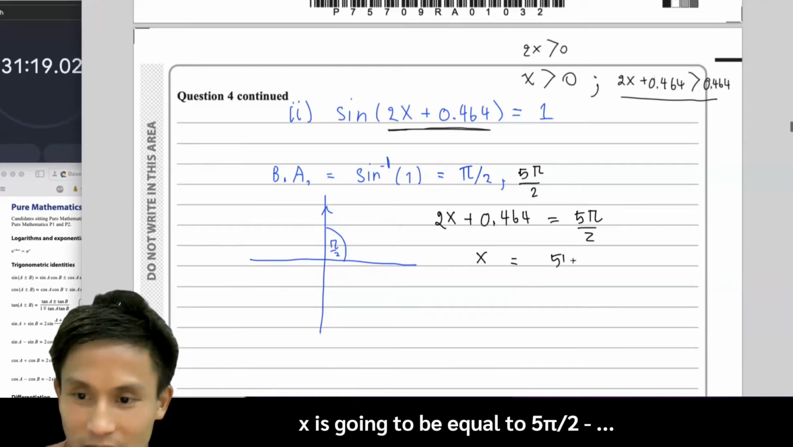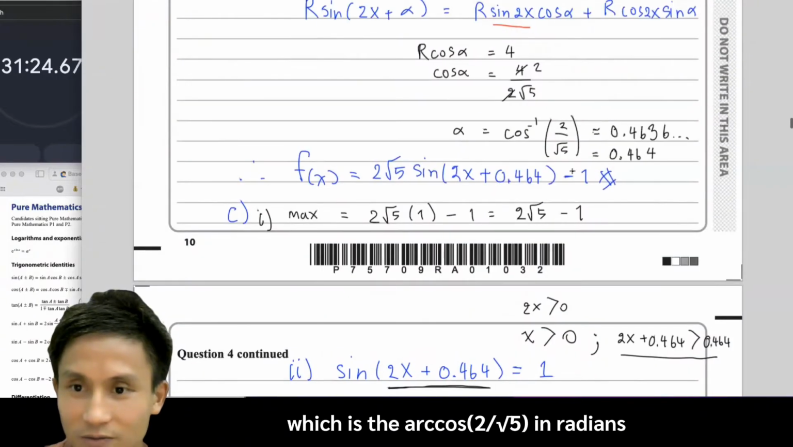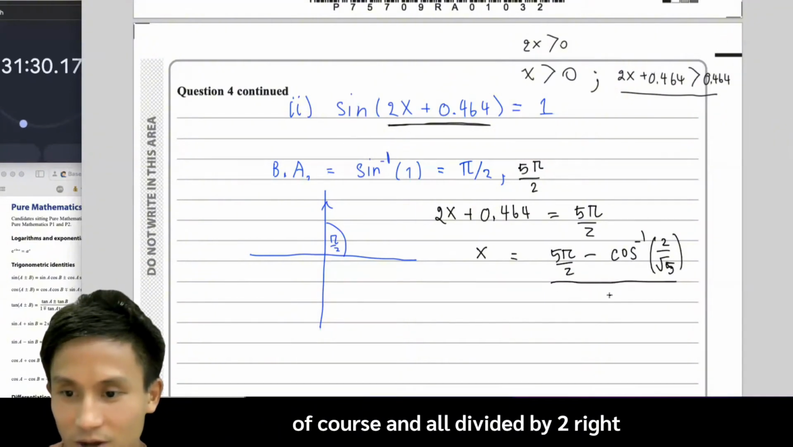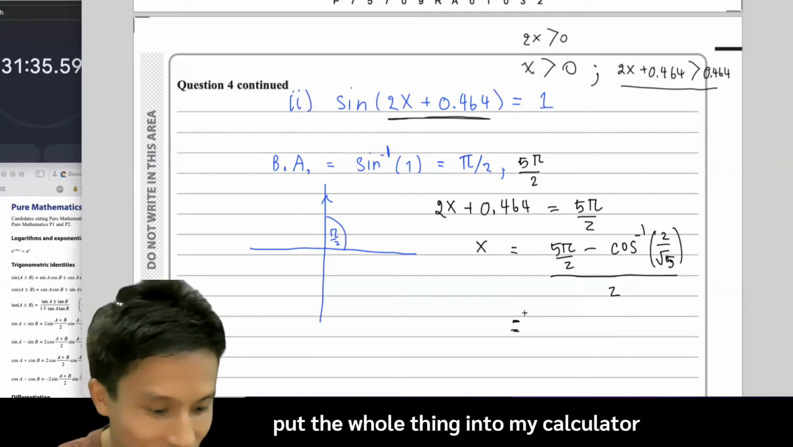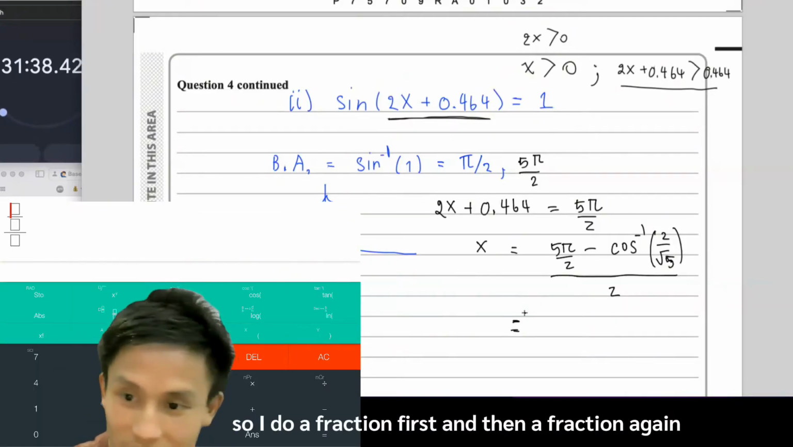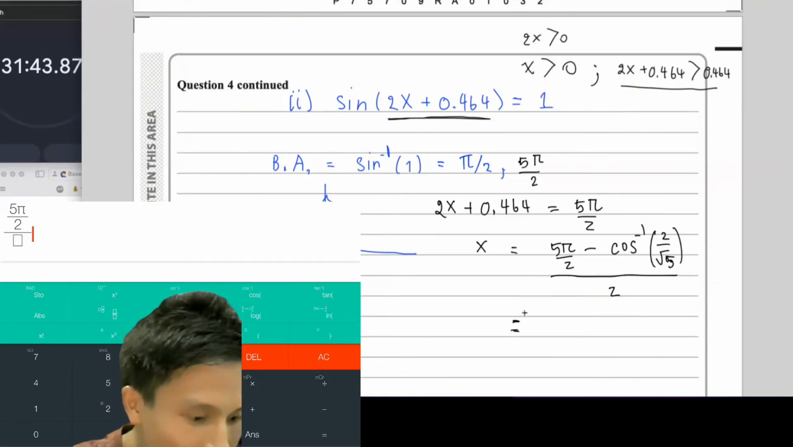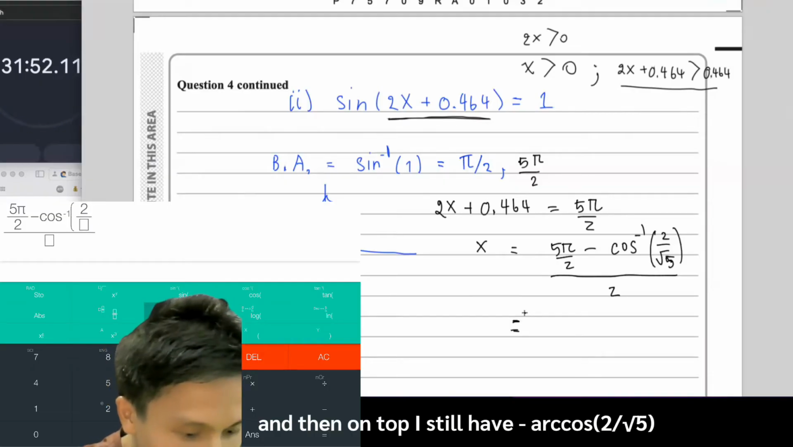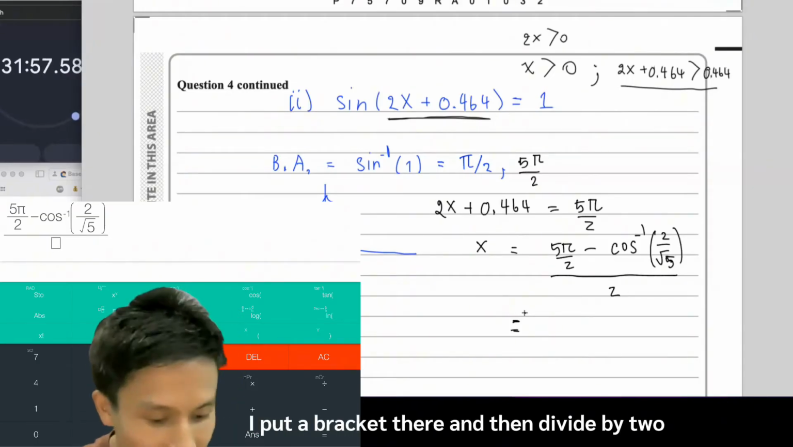X is going to be equal to 5 pi over 2 minus this is the alpha, which is the arc cos of 2 over root 5 in radians, of course, and all divided by 2, right? So I'm just going to put the whole thing into my calculator. I do a fraction first and then a fraction again. So 5 pi over 2 here, and then on top, I still have minus cos fraction 2 over root 5. There we go. So that should be done on the top part. I put a bracket there and then divide by 2.